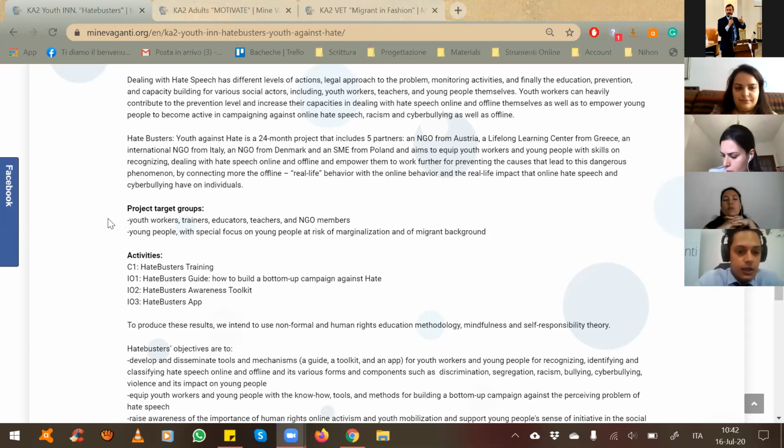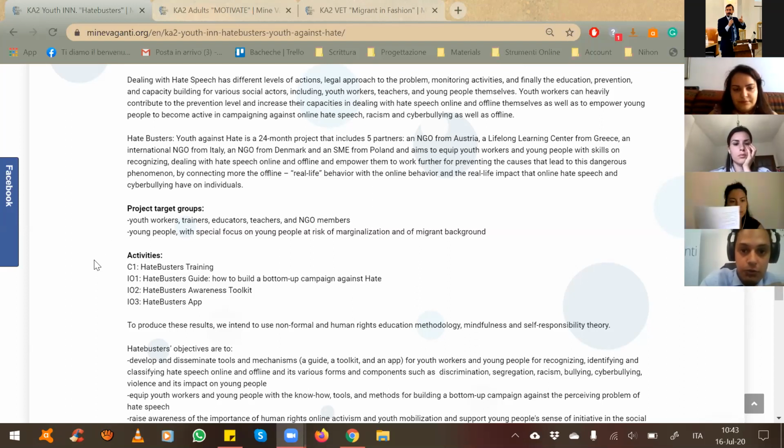Then you have a short description of the activities. So a C1 is usually intended as a mobility. It can be a blended mobility of learners, or it can be a joint staff event. In this case, it would be a joint staff, where youth workers and members of the NGOs that are part of the consortium will gather together in order to test what is going to be produced, usually in the intellectual outputs.